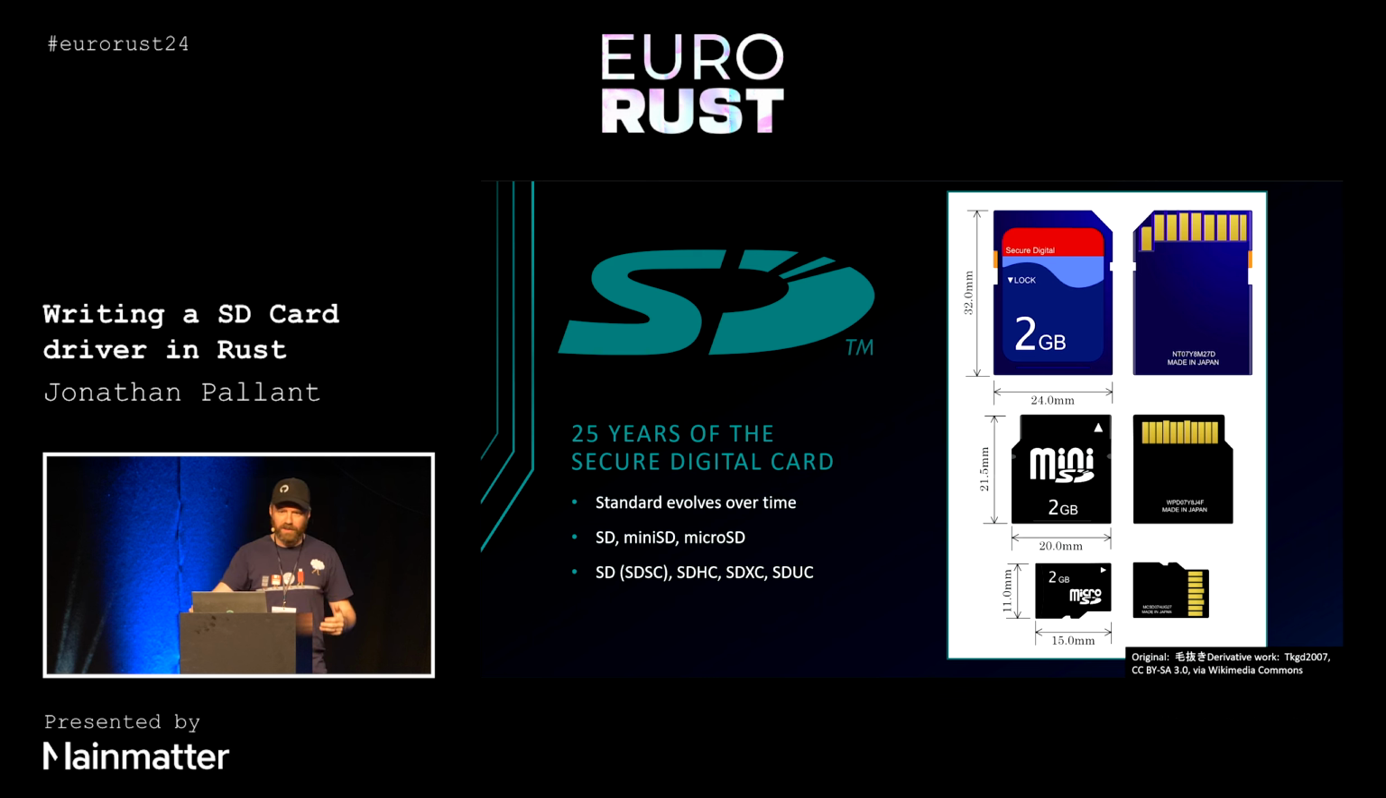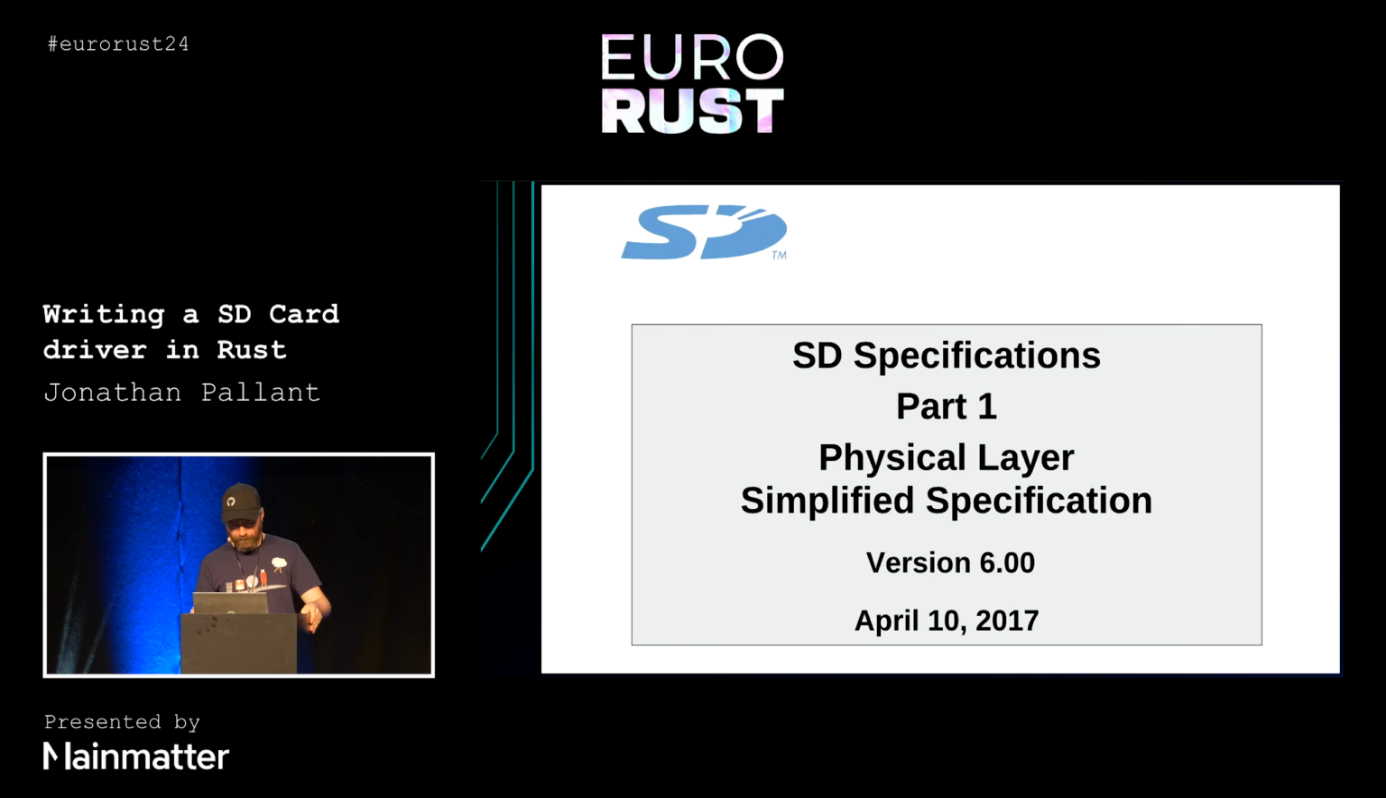The original cards were SD standard capacity. We sort of call those SD-SC now. They went up to 2 gigabytes. Then there were the high capacity cards that go up to 32 gigabytes. And then you have the extra capacity and, I guess, ultra capacity for the incredibly large cards. I'm generally focusing on the earlier ones because I want to use it with a microcontroller.